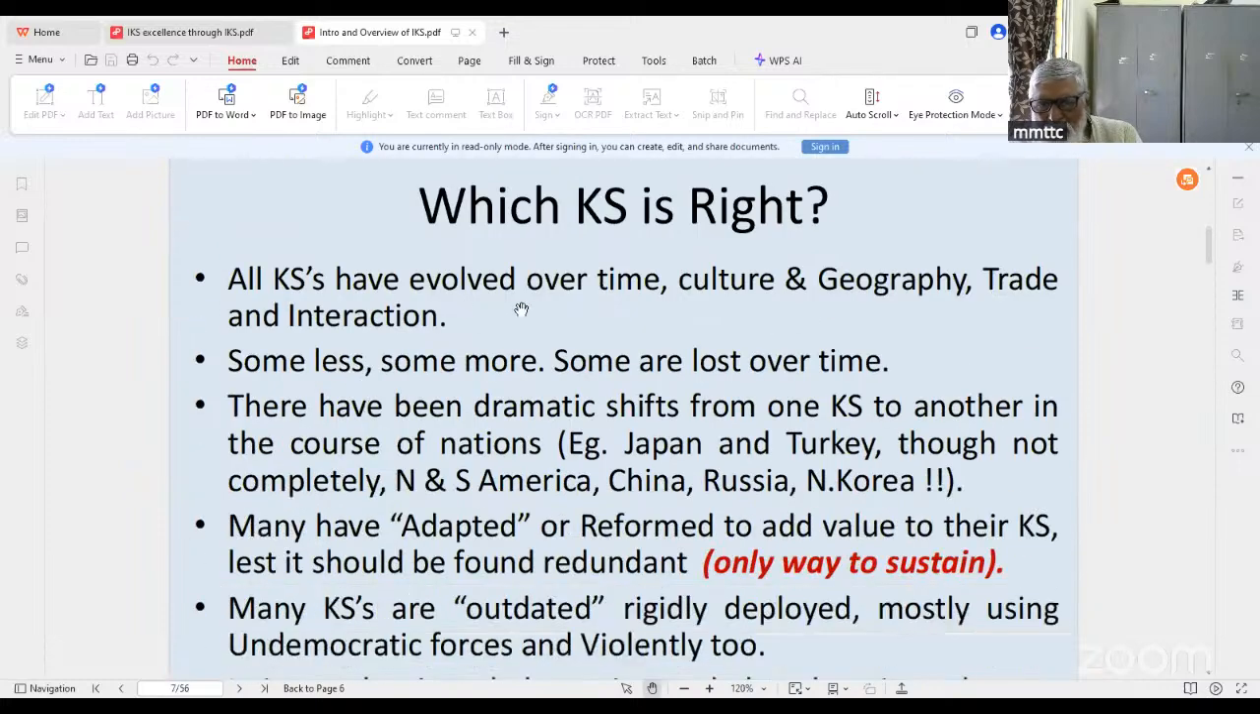All knowledge systems have evolved over time through culture, geography, trade, and interaction. In fact, geography, trade, and interaction seem to have dominated the way knowledge systems operate. The degree of domination and interaction is some less, some more. In fact, some are lost over time. We have no idea about some of the knowledge systems that have completely disappeared.